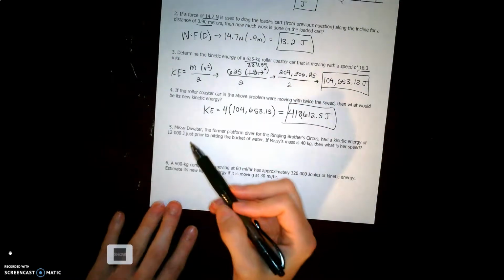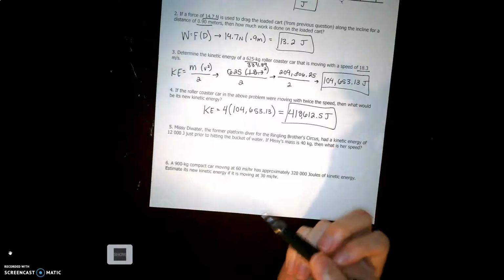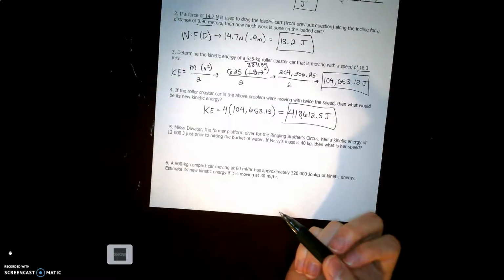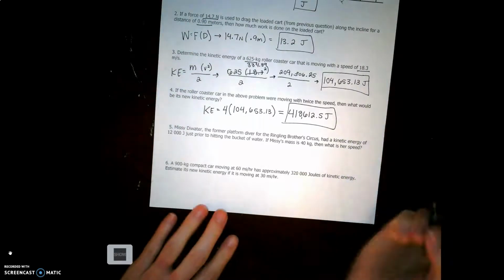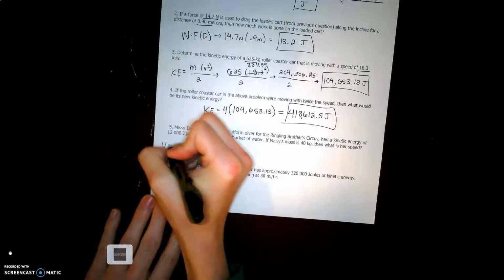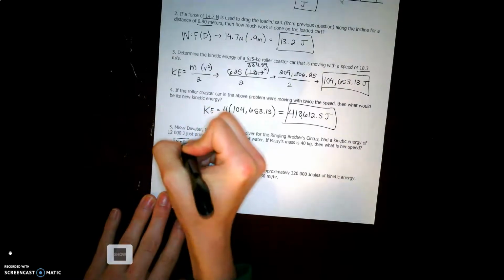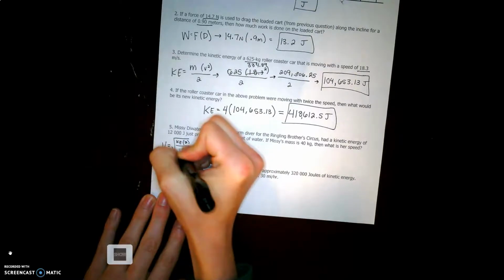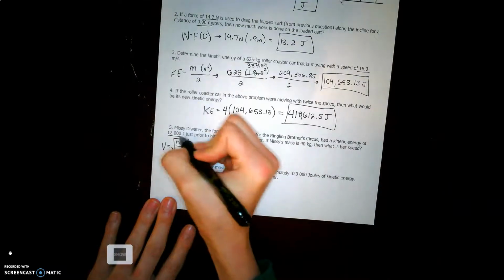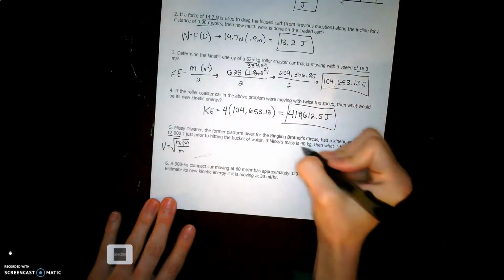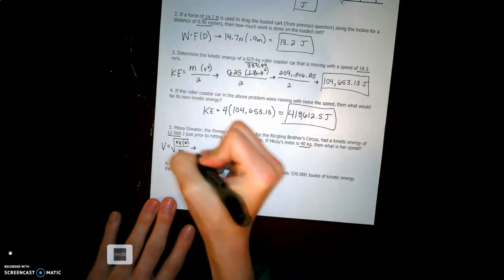Number 5, we have a diver, and she has a kinetic energy of 12,000 joules just before hitting the water. It has a mass of 40 kilograms. What is the speed? So I gave you this formula rearranged in the notes. The velocity will be kinetic energy times 2 over mass, and you'll take the square root at the very end. So it gives us the kinetic energy of 12,000 joules and her mass of 40. So we're going to plug that into the formula.